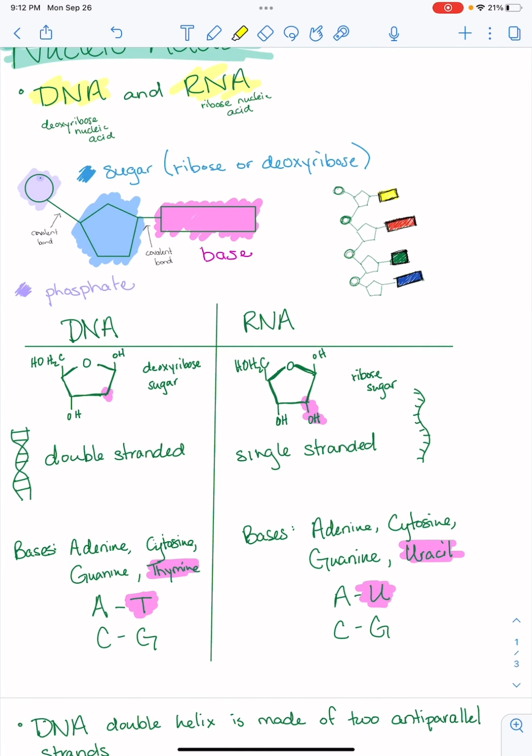Regardless of whether it's DNA or RNA, there are three main parts. We have the phosphate group, which is in purple. We have the sugar, which is either ribose or deoxyribose, which is the blue. And then we have the base, which is pink. And there are technically 5 different bases that it can be. Also, the phosphate and the sugar are linked by covalent bonds, as well as the sugar and the base, which remember are bonds between nonmetals, okay?